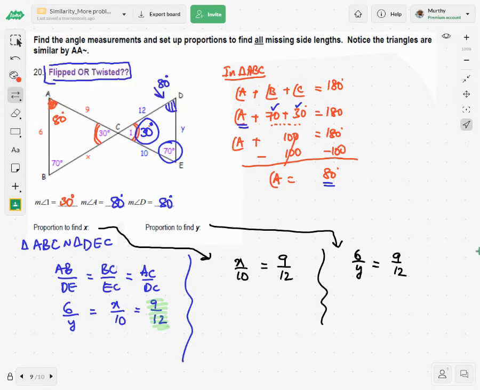As I discussed before, you go for cross multiplication in order to find the values of x and y. Now it is your turn to find the value of x and the value of y.